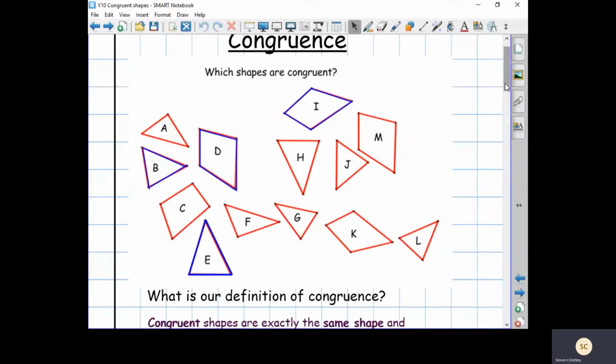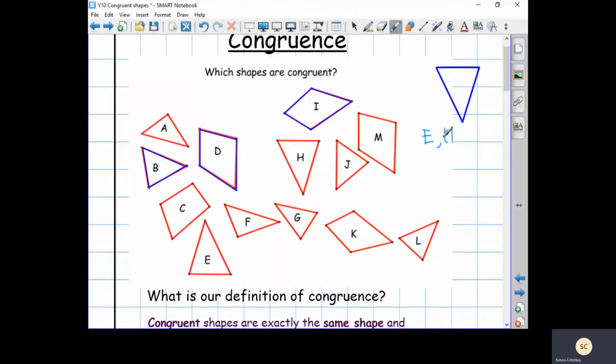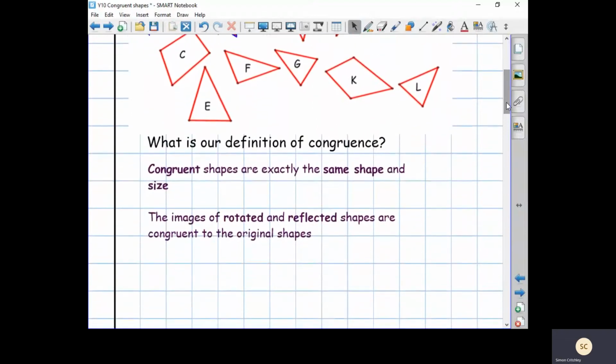So I've got a selection of shapes here. Which shapes would be congruent to each other? Well, if I take shape E and rotate it, then it fits perfectly onto shape H. So you could say that one pair of congruent shapes here would be shapes E and H. So that's the idea of congruence. The definition of congruence is they're exactly the same shape and size. The images of rotated and reflected shapes are congruent with the original shapes.